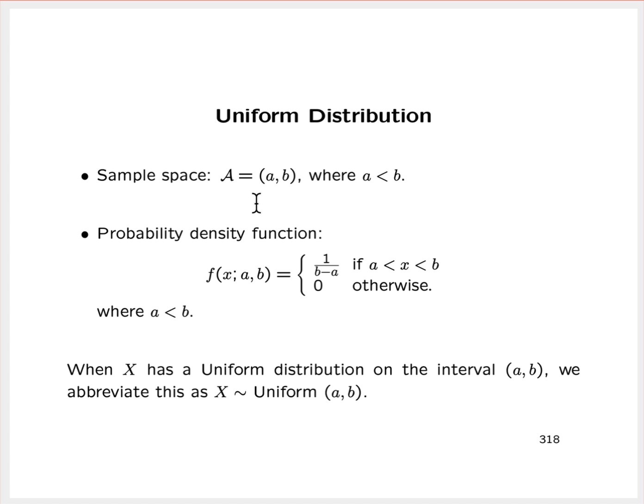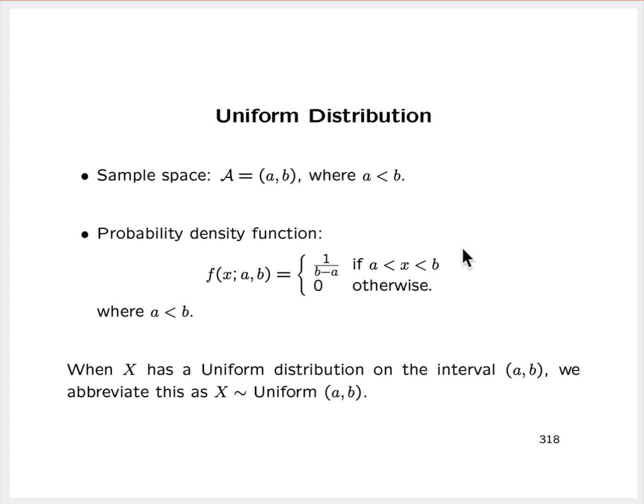So for a given uniform distribution, there are two parameters essentially, the lower and upper endpoints of the interval over which the probability density is distributed uniformly. And here obviously A is strictly less than B.